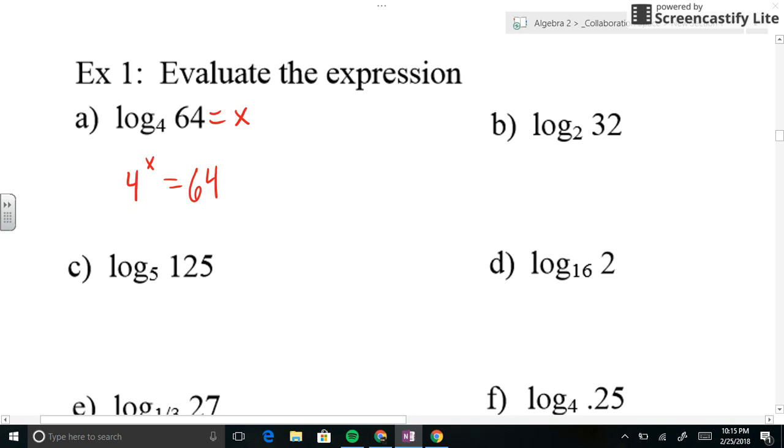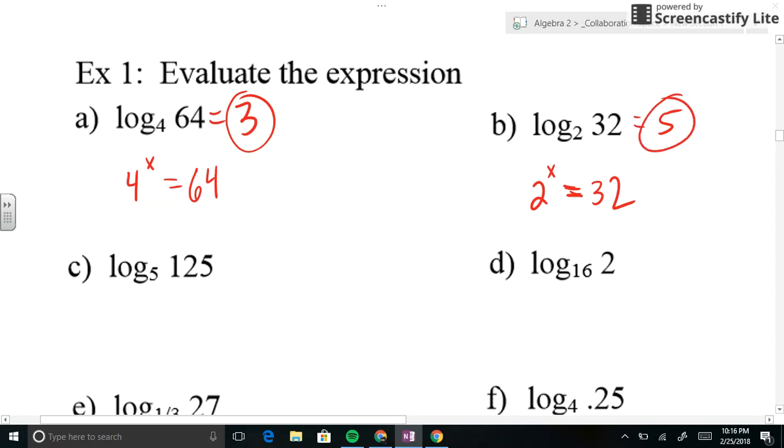So 4 to what power equals 64? Well, 4 to the third power. So you just have to figure out how many times you need to multiply 4 to get 64. So 4 times 4 is 16. 16 times 4 is 64. So if you multiply 3 4s, that would give you 64. So the log base 4 of 64 would be 3. And that would be your answer. Same thing here. 2 to what power equals 32? 2 to the fifth power equals 32 because you need to multiply 2 5 times to get 32. So this answer would be 5.